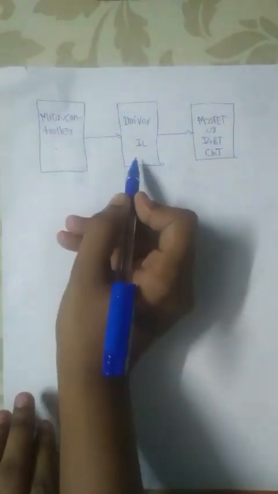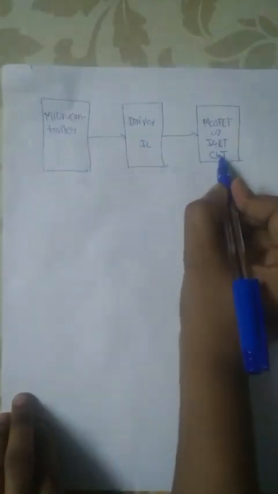Today we will discuss the gate driver circuit. First of all, we discuss why we need a gate driver. I will try to explain the block diagram. This is a microcontroller, this is a driver IC, and that is a MOSFET or IGBT circuit. In the block diagram, the microcontroller is connected to the driver of the MOSFET and IGBT circuit.